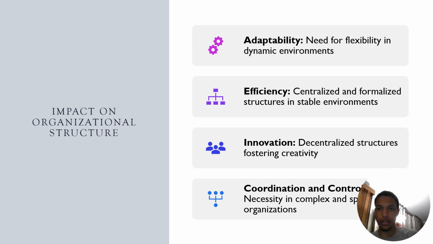To summarize it all: contextual variables such as environment, strategy, technology, size, and culture influence organizational structure. Structural variables like centralization, formalization, complexity, and specialization define the internal setup. The interplay between these variables shapes an organization's adaptability, efficiency, innovation, and coordination. It's essential for organizations to align their structure with their strategic objectives to achieve the best performance they can achieve.